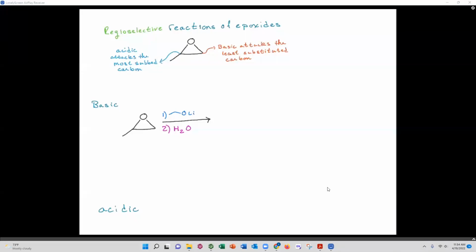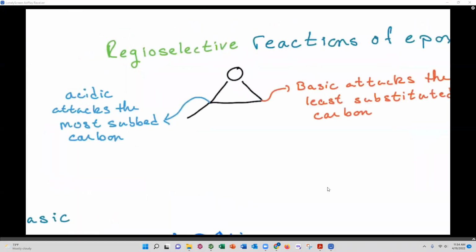Okay, let's talk about the regioselective reactions of epoxides. So regioselective, this is a new phrase for you. Basically, what the term regioselectivity means is we can select the region of the substrate that we attack, okay?